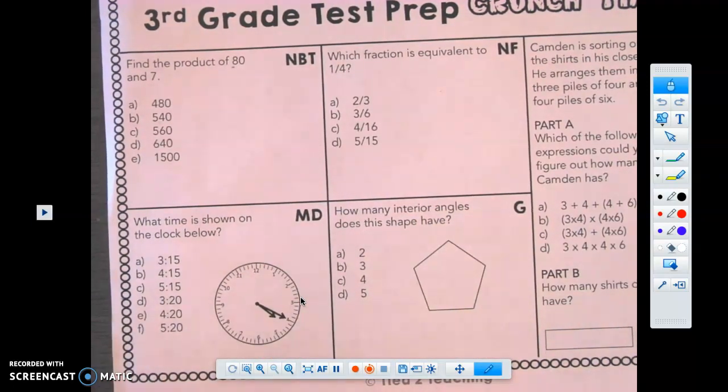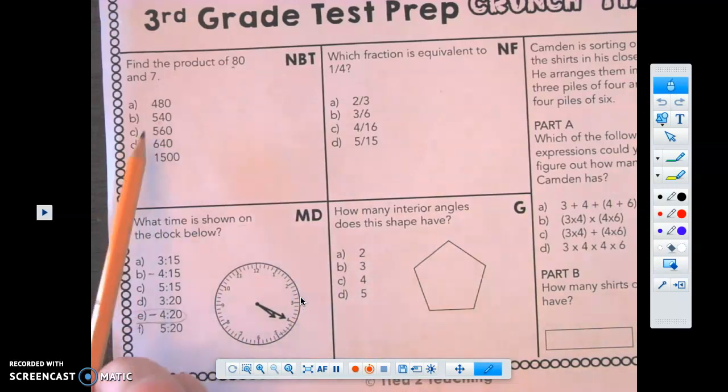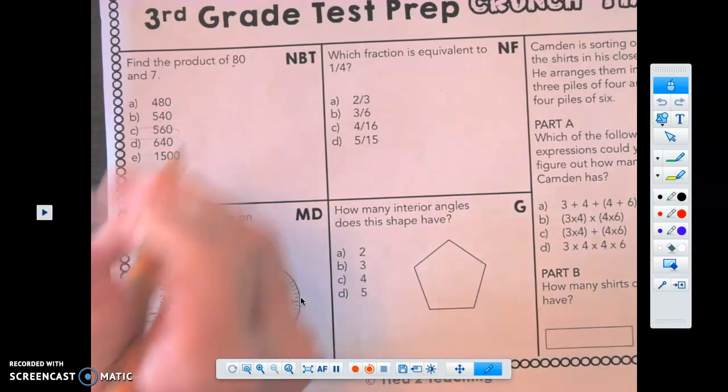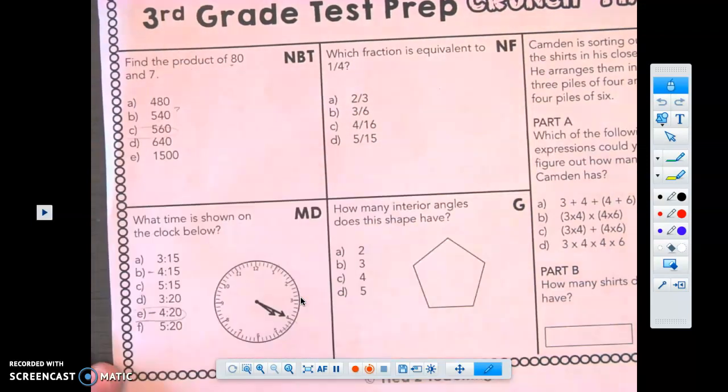All right. Let's go down and do the clock now. What time is shown on the clock below? The hour hand is between the 4 and the 5. So it has to be 4 something. So either 4:15 or 4:20. Then we count our minutes for the minute hand. 5, 10, 15, 20. There's our answer. I think we answered 560. I'll put a question mark on 540. I'm not sure if Max knows that one, but we'll figure it out.